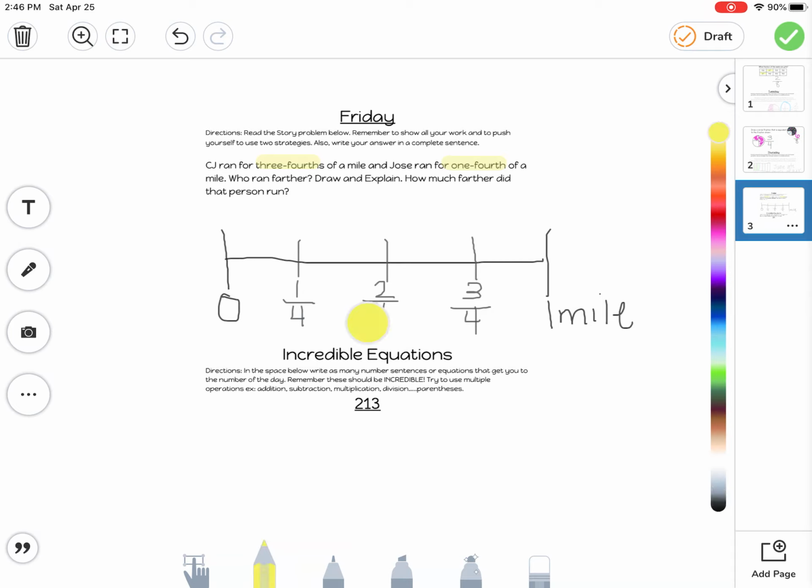And I'm going to go back and it says that CJ ran 3/4. So I'm going to label CJ on my number line at 3/4. Okay. And it says that Jose, he ran 1/4. So I'm going to label Jose at 1/4.